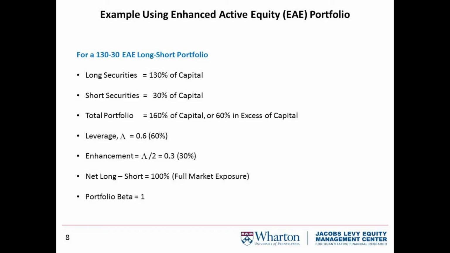Now you'll note that one neat feature of the structure is that the net long exposures minus the net short exposures, 130 minus 30, equals 100%, or a full market exposure. And finally, we're going to constrain the beta, or market sensitivity, of these portfolios to be 1.